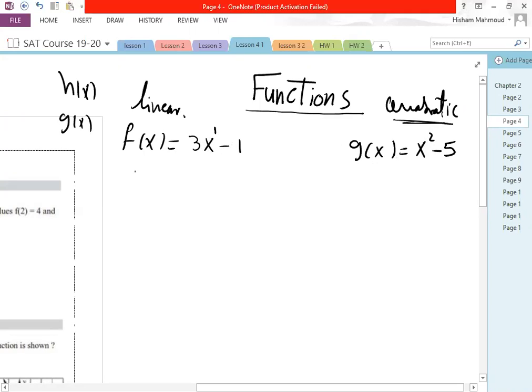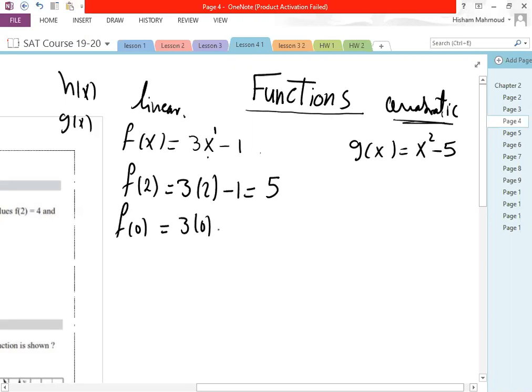First thing, we need to understand how we can plug in the values of x. For example, what is f of 2? f of 2 means plugging in x with 2. So I'm going to multiply 3 times 2 minus 1, which is equal 5. What if I wanted to find the value of f of 0? It's 3 times 0 minus 1, which is equal negative 1. So f of a number means that you are plugging in the number.